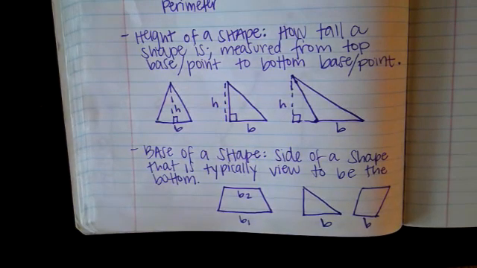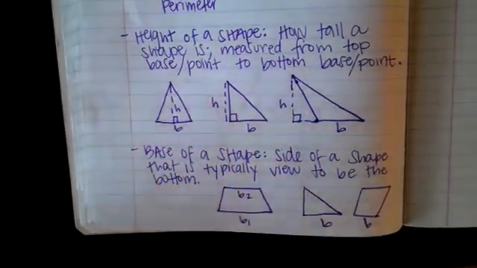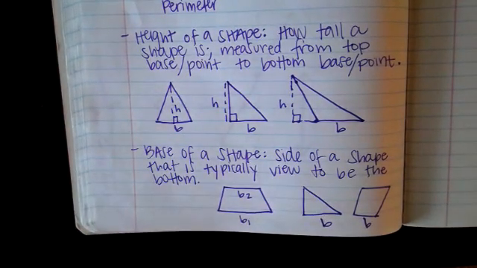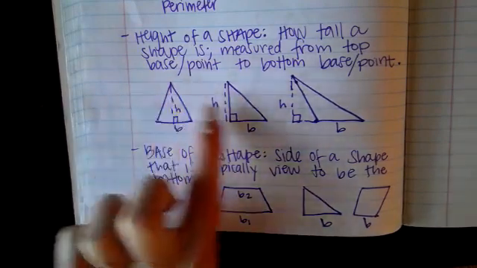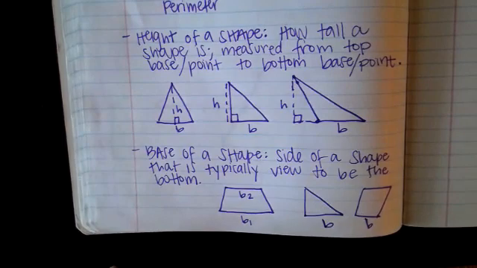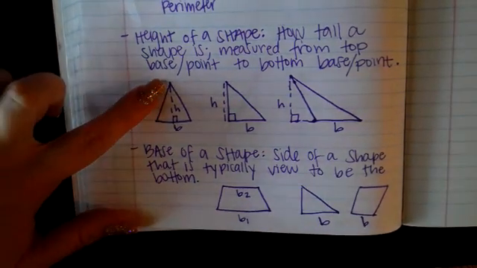Okay, so when we're looking at a polygon shape, so polygons are like our squares, our rectangles, and so forth, pretty much any shape aside from a circle, which we are going to talk about later, but height and base don't really apply to a circle. When we're talking about the height of a flat, 2-dimensional shape, we are talking about how tall a shape is, measured essentially from the top of the shape to the bottom of the shape. So we measure it by finding the top point or the top base.